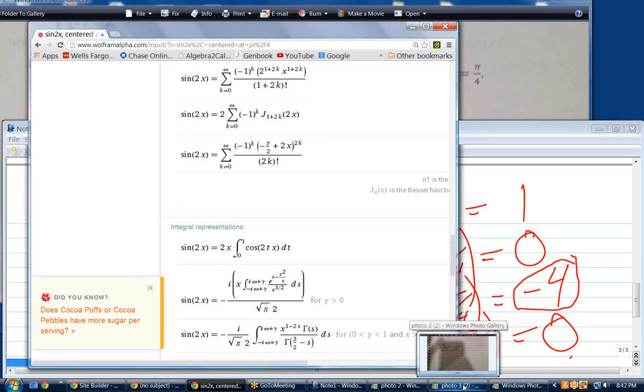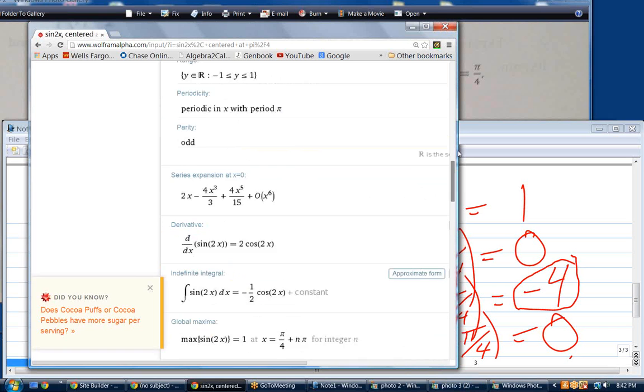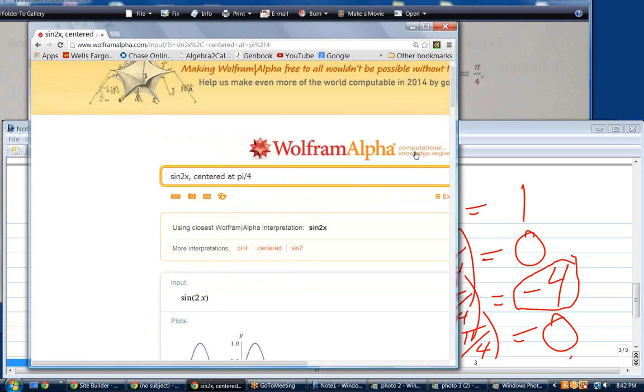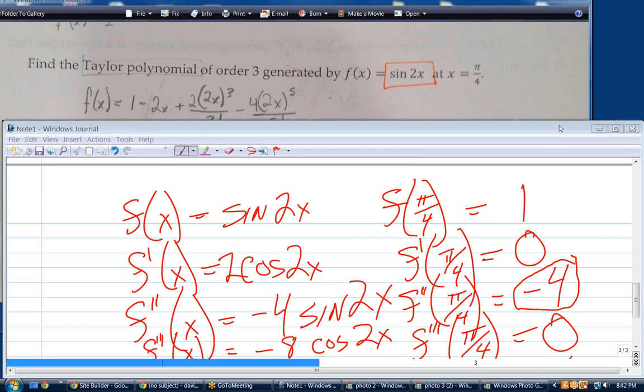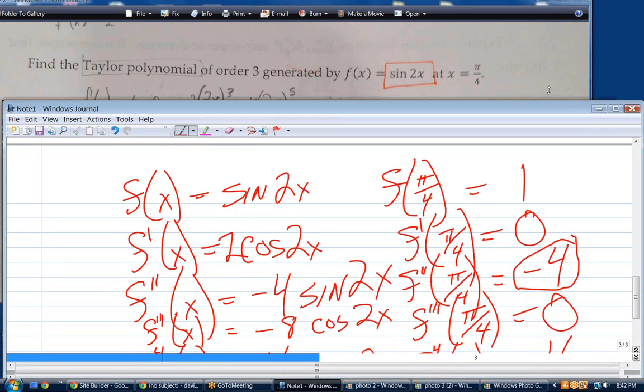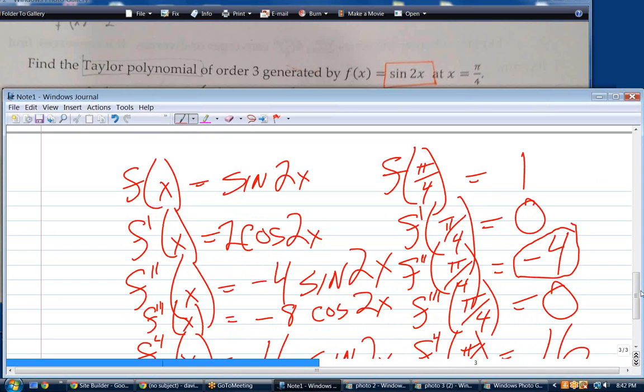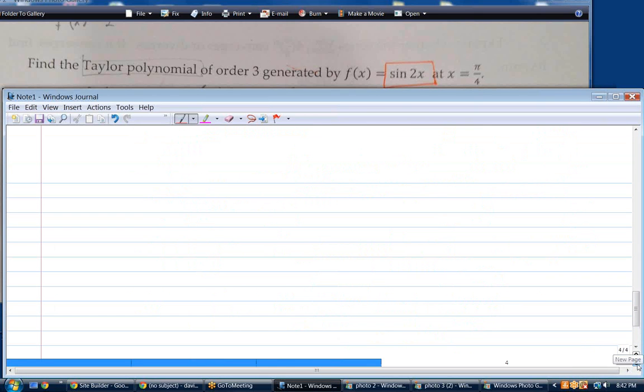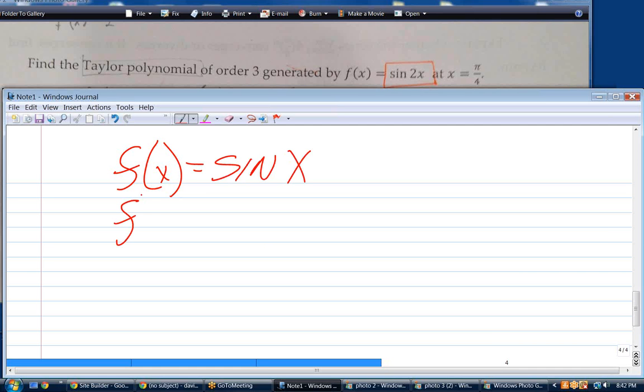Unfortunately, it doesn't have my centered at pi over 4 in there. It didn't figure that out. So, more interpretations, yeah. That's not going to help. Well, tell you what. Let's do this for x equals 0 and see if we get the proper thing. In fact, I hate to take this much time, but let's just see if it makes a difference whether it's centered at 0 or pi over 4.